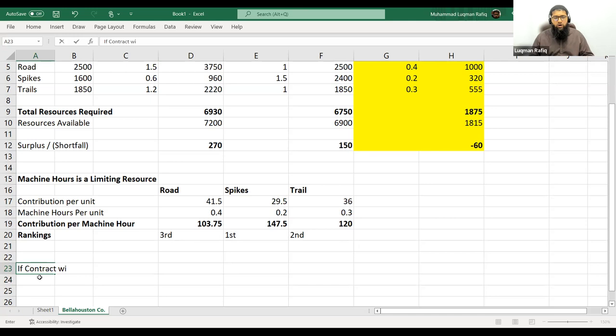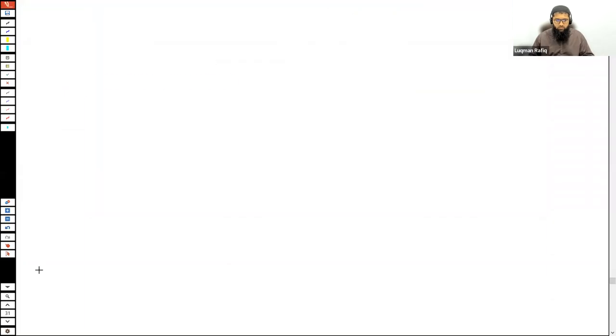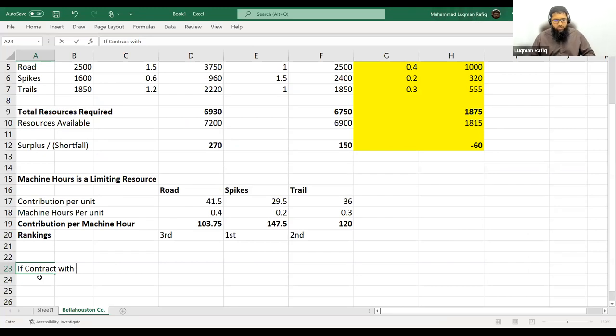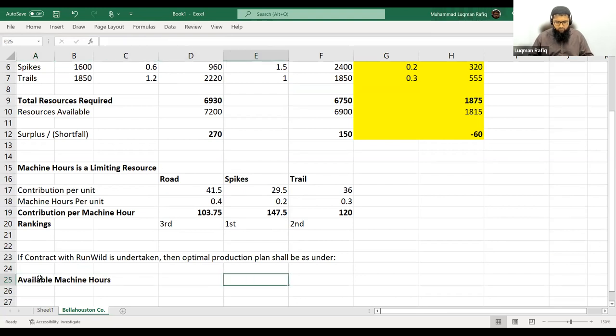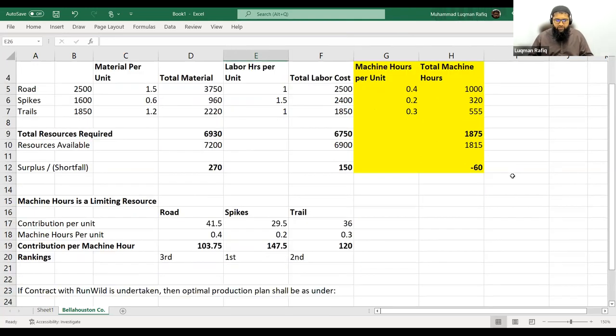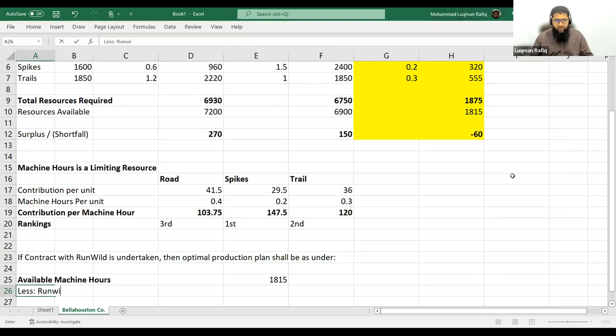So if the contract with Run Wild is undertaken, then the optimal production plan shall be as under. Available machine hours: we need to have the available machine hours, which is 1,815, less the Run Wild order.